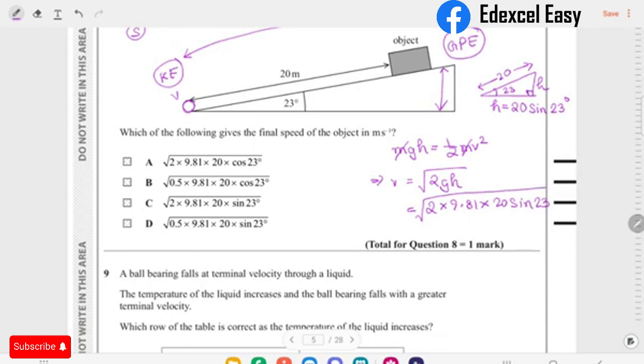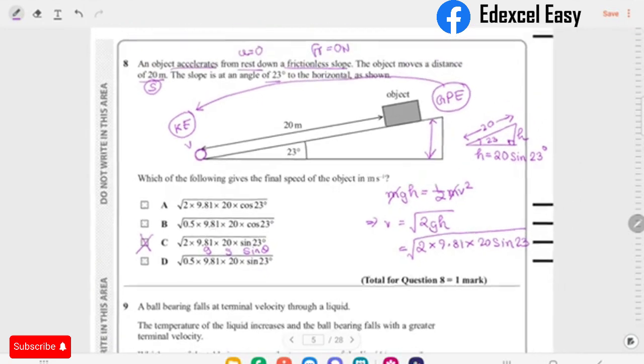And eventually you can now write the square root of 2 times g, which is 9.81 in physics, times 20 sine 23. So if you try to match the answer with any of the options that is provided to you, you can see 2, that's g, and that's 20 sine 23, right? So obviously option C is the correct answer. That's 2, this is g, and this is s sine theta. So yeah, option C is the correct answer over here.